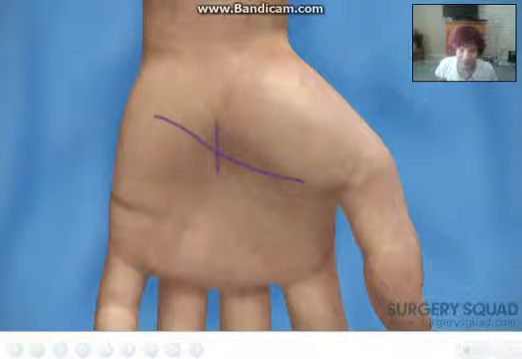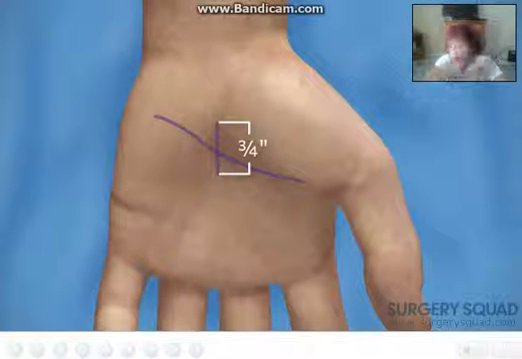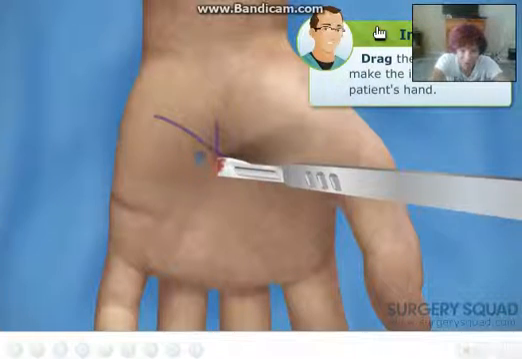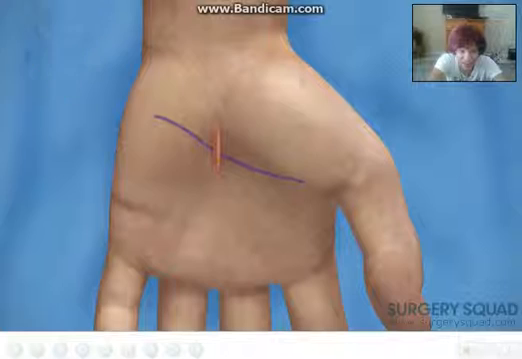Looks good to me. We'll be making a 3/4 inch incision at the intersection of those lines. Now take the scalpel and make the incision. Oh no! Nice! I couldn't have done it better myself.